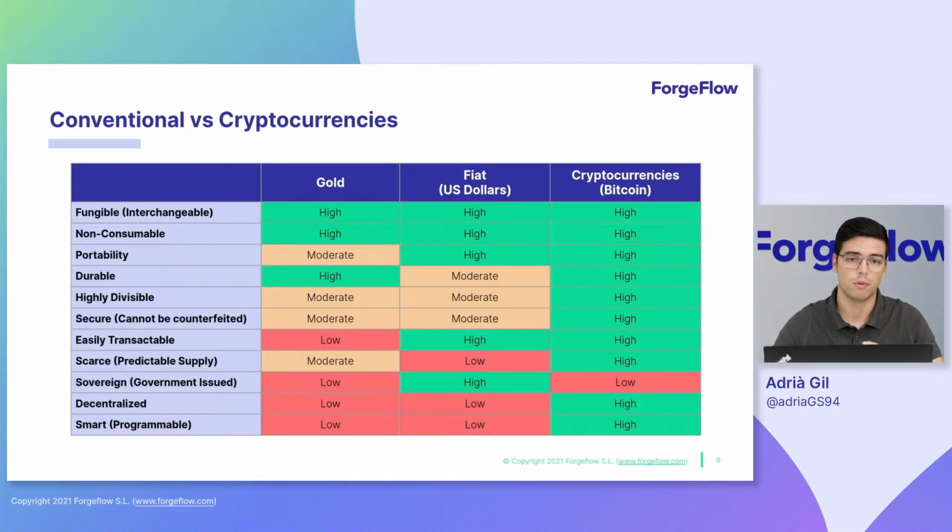Also another key point is the sovereign, which is that the currency is government issued. In this case, fiat is government issued, whereas the cryptocurrencies are not, as we explained in some slides before. And the last one is the smartness of the currency, which only applies to, of course, cryptocurrencies, which are programmable, and their applications are way beyond being only a currency. But that's for the future to come.